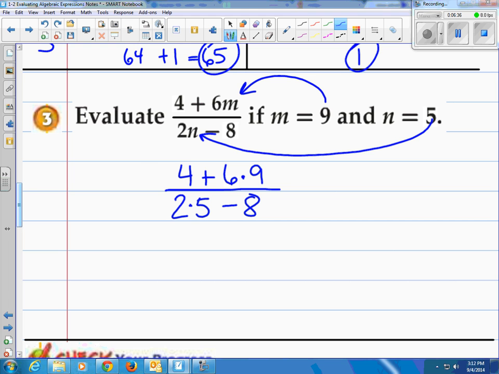Now we have to do our top, then our bottom, and then we can divide the two. So the top I'll do together. Let's do our 6 times 9 because that comes first in our order of operations. That'll be 54. And then 54 plus 4 is 58. On the bottom, it looks like we're going to do this first. That's going to be 10 minus 8. 10 minus 8 is 2. So then we take 58 divided by 2, and that would be 29.